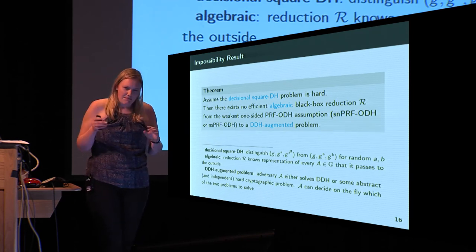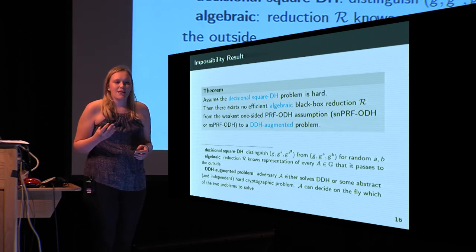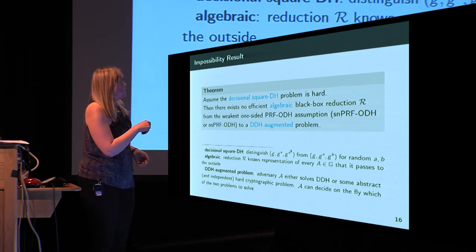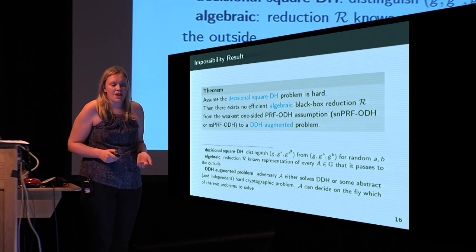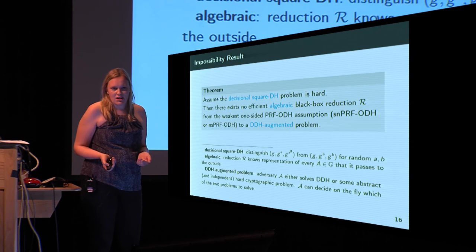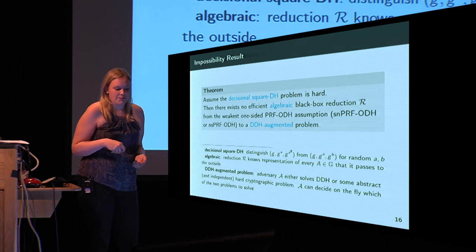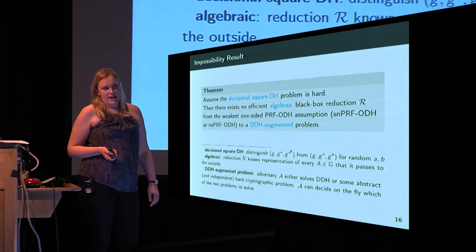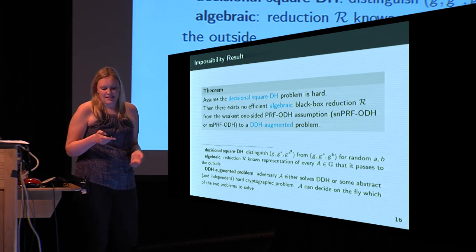This impossibility, so maybe you've noticed, I've always said PRF ODH is likely not a standard model assumption. This is because we have restrictions in our impossibility result. The first restriction, which may allow to bypass the result, is that the decisional square Diffie-Hellman problem is hard. We know that the computational square Diffie-Hellman problem is equivalent to CDH, but it is not clear whether the decisional version follows from DDH. The other restriction is on the black box reduction to be algebraic. So the impossibility result may be bypassed, but this is at best challenging to do.